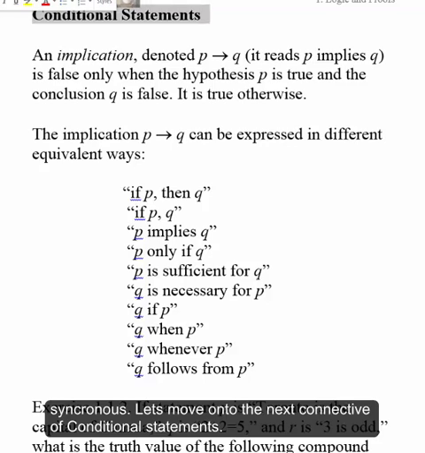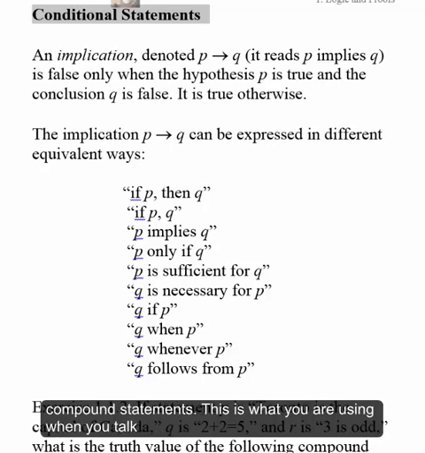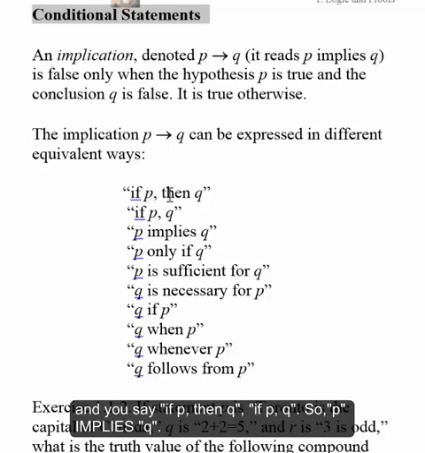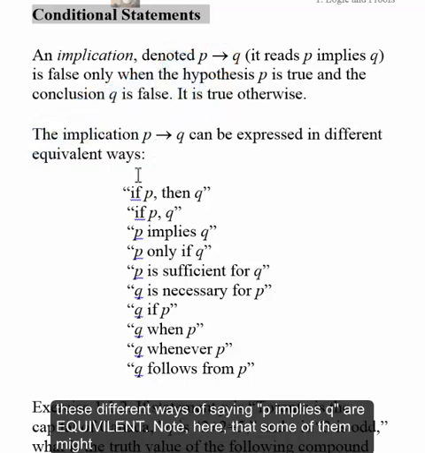It's a conditional statement. So it's an implication. The implication is a conditional statement. It's also a connector, so you can create compound statements. And this is what you are really using when you say if P then Q, if P, Q. So P implies Q, you use this arrow. The direction of the arrow is very important, as we will see. And all these different ways of saying P implies Q are equivalent.